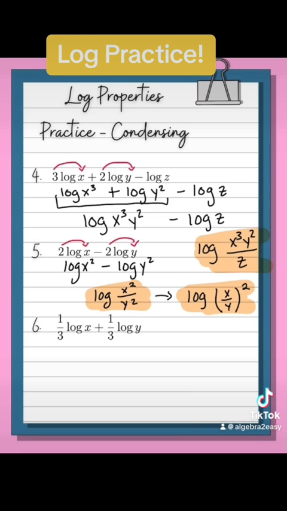Okay, let's look at number 6. Similar to number 5, you have coefficients. So the first thing you're going to do is move those coefficients so that they become exponents. We have log x to the 1/3 power plus log y to the 1/3 power. The logs are being added, so we will multiply the arguments. We have log x to the 1/3, y to the 1/3.